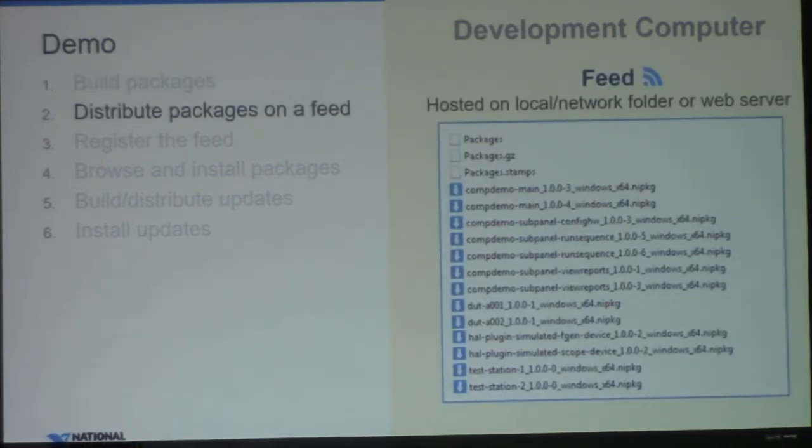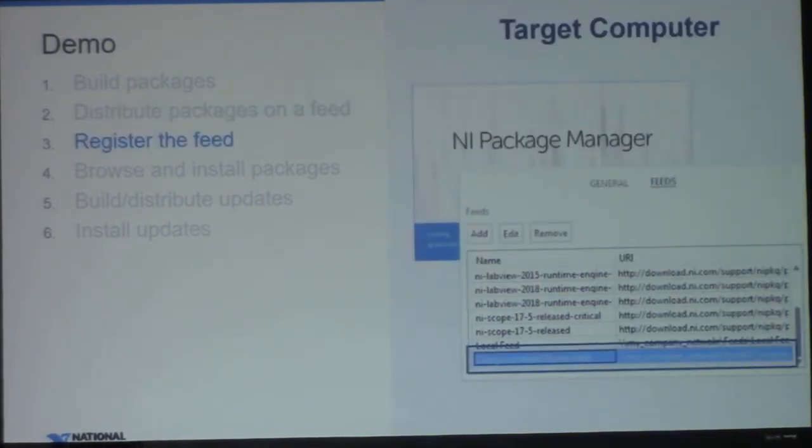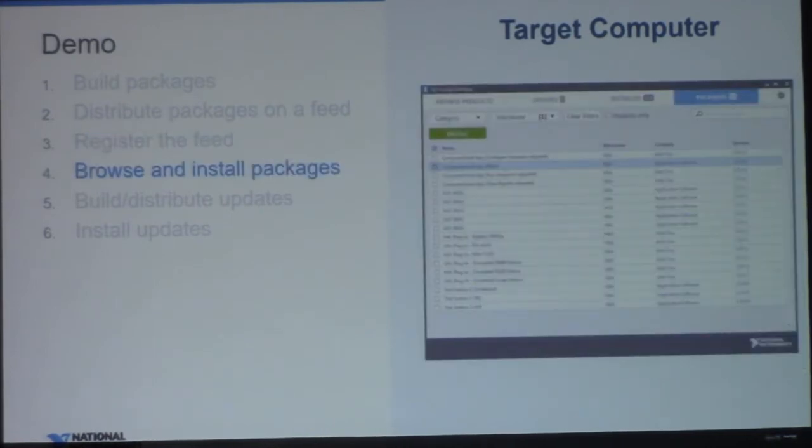Now imagine that's like my company network. Now you go from your development computer to your target computer. Your end users would just open up Package Manager, and register that same feed that you just created. Once they register the feed, they can go to NIPM and look for the specific application they want. They can maybe filter it by maintainer or group or whatever, and then download that.